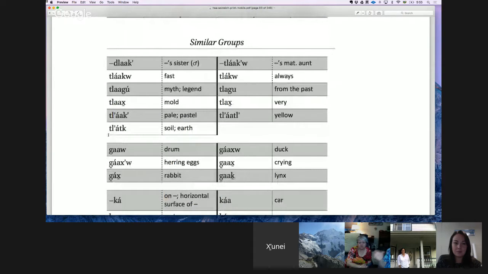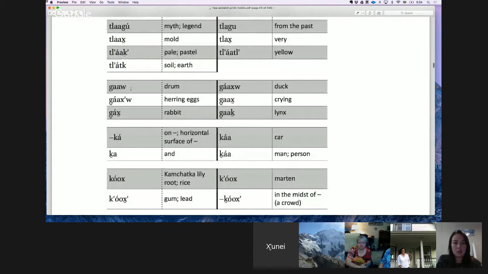Okay, so here's a bunch that have a whole bunch of similar sounds. Glog. Clog. Gow. We really watch tone and vowelling.